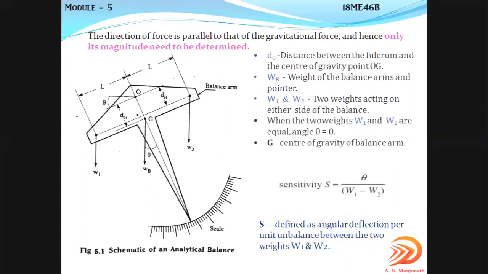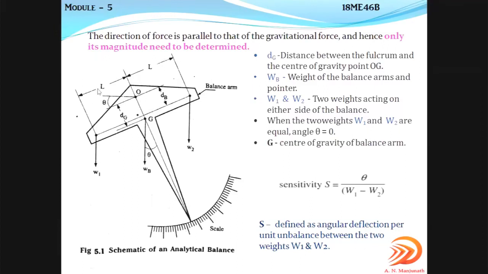Here the balance arm is shown prominently. The left side has W1, the right side has W2. The G represents the center of gravity. With respect to this, weight 1 and weight 2 need to be balanced. And L, what you can observe here, are the distances, equal distances, so equal arms from the center of gravity.